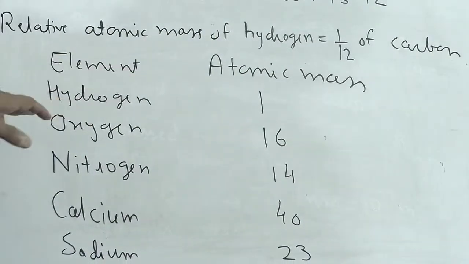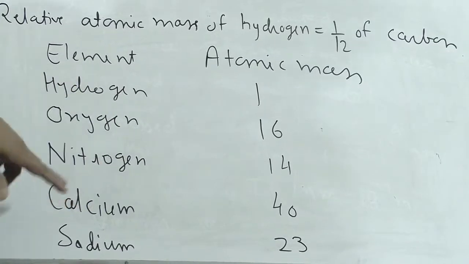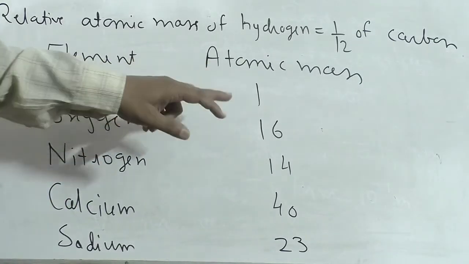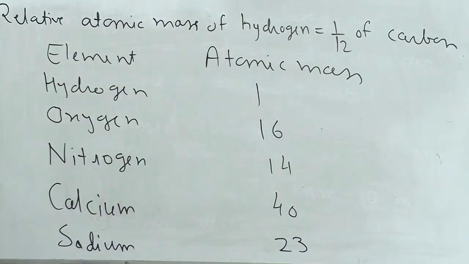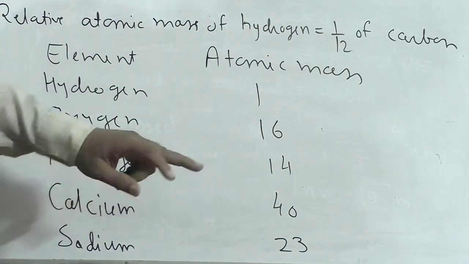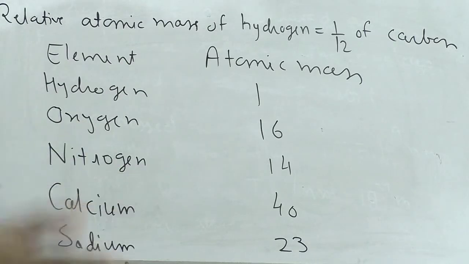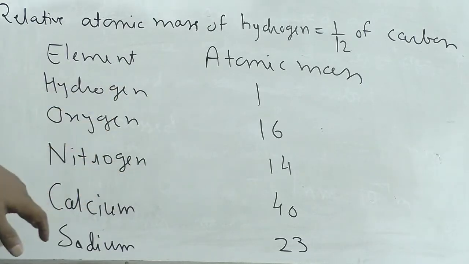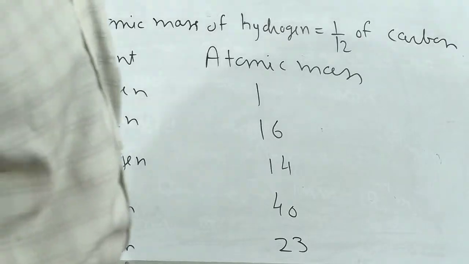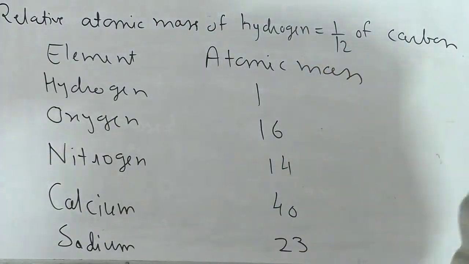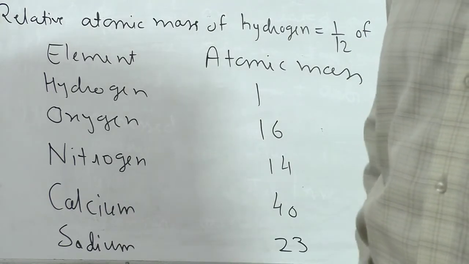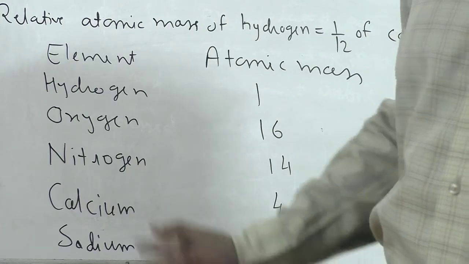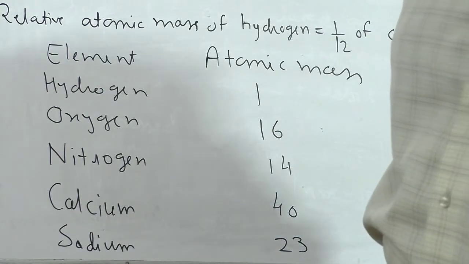See, element and atomic mass: hydrogen 1, oxygen 16, as when hydrogen is 1, that is 16. Nitrogen 14, compared to hydrogen or 1/12 of carbon. Calcium 40, comparing to 1/12 of carbon or hydrogen 1. Sodium 23. Understanding? They are the nucleons, with respect to the reference atoms of hydrogen and carbon, where 1/12 of carbon is taken as 1.